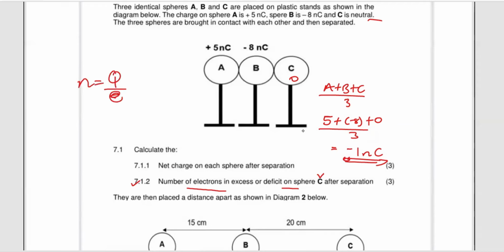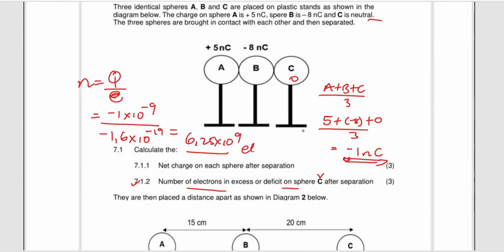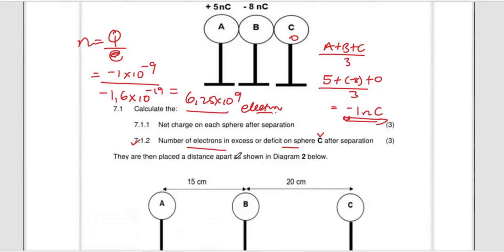N is equal to Q over e. So the charge attained was negative 1 times 10 to the negative 9, over the electron charge, which is 1.6 times 10 to the negative 19. Okay, when we punch this into the calculator, I'm ending up with 6.25 times 10 to the 9 electrons. So that's how much was obtained after the separation.